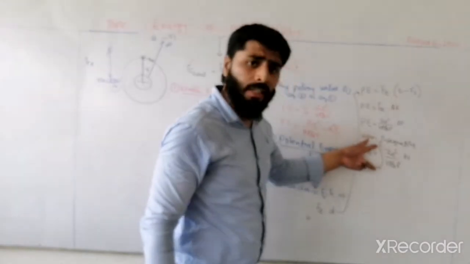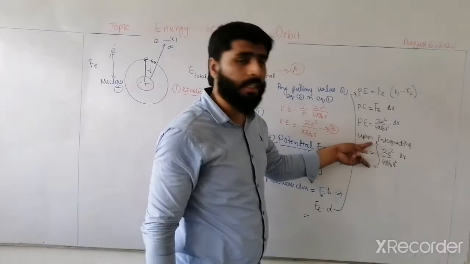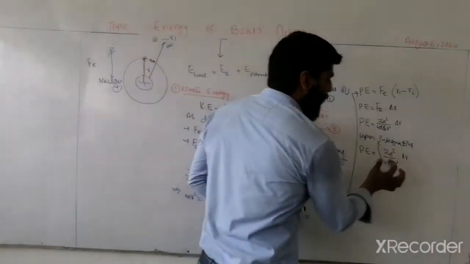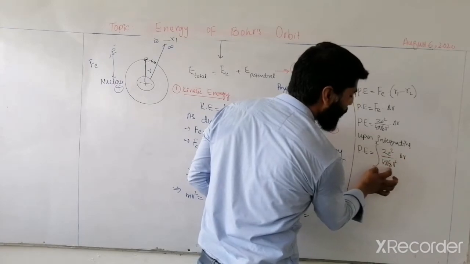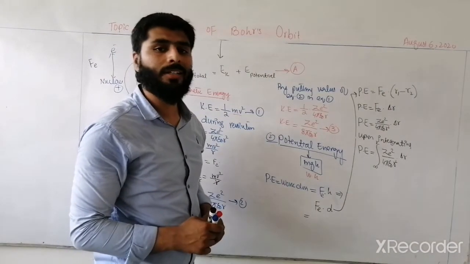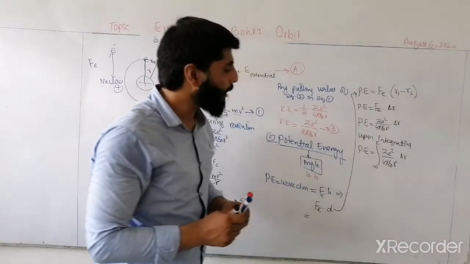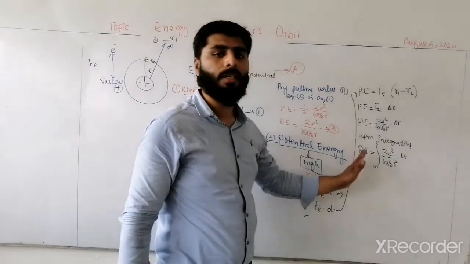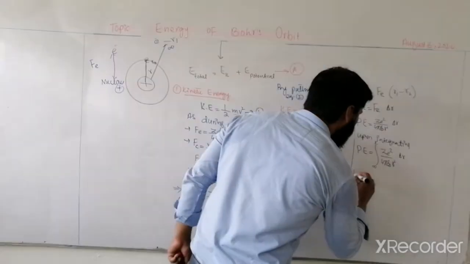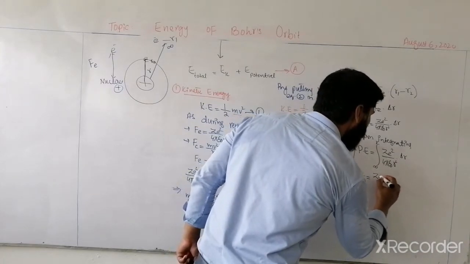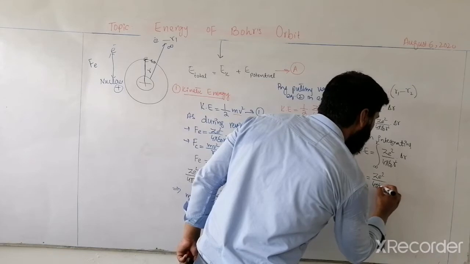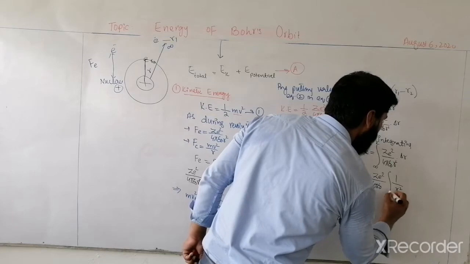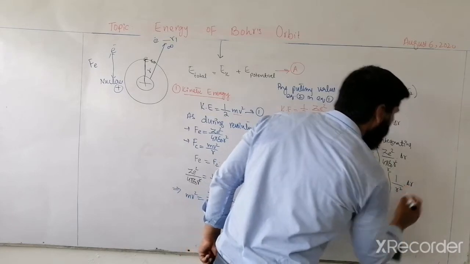We are interested in calculating the total work done between this limit. Upon integrating, the parameter Ze² divided by 4πε₀ is a constant, so the constant will remain outside the integral. We can write the potential energy as Ze² divided by 4πε₀ into the integral of 1 over r² from infinity to r with respect to dr.